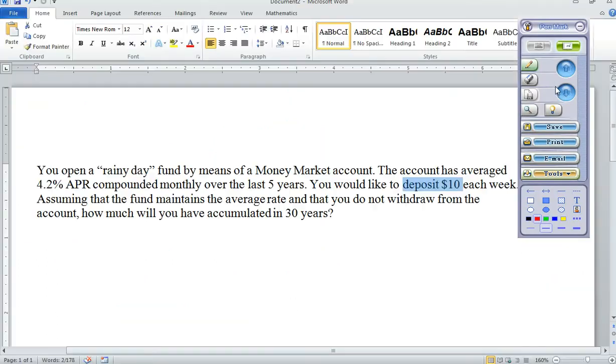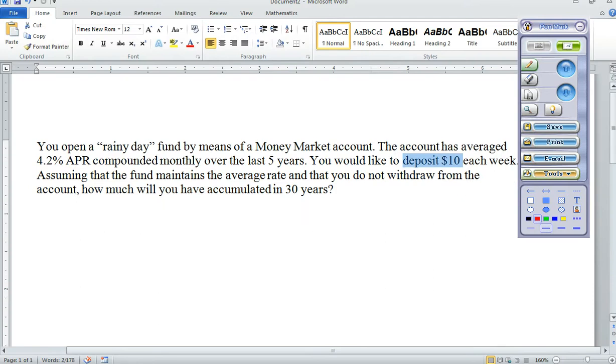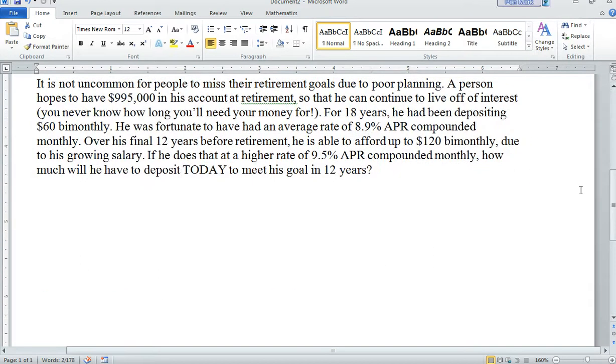Now we're going to use the idea of a time diagram to help us a little bit. This one's a little bit more challenging. So it's not uncommon for people to miss their retirement goals due to poor planning. A person hopes to have $995,000 in his account at retirement so that he can continue to live off of interest. Well, you never really know how long you'll need your money for, so you don't want to assume that $995 will take you all the way through to the point you die, so you want to make sure you're living off of something that's sustainable.